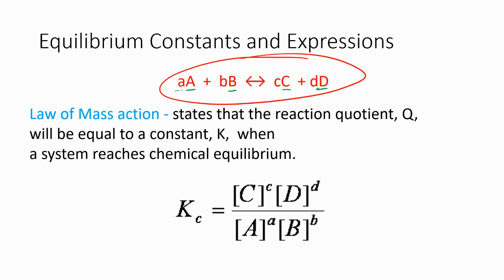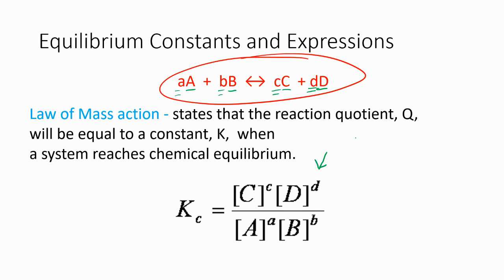And the lowercase letters in front of them represent coefficients, numbers that would give you a balanced equation. So the law of mass action just states that something called the reaction quotient, which is always products divided by reactants, is equal to a constant when the system is at equilibrium. There's some special things that you need to understand about this law. Instead of using mole values, we're going to use molarity or concentration values. It's just easier to measure.